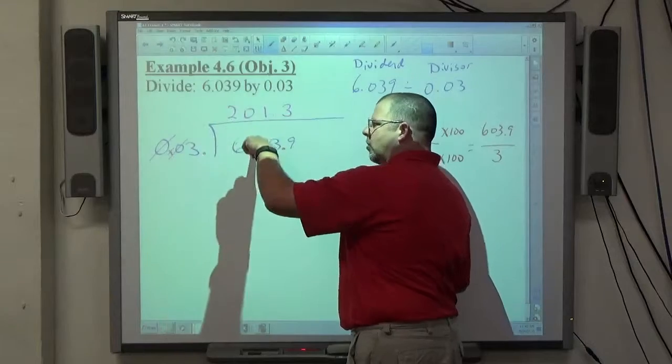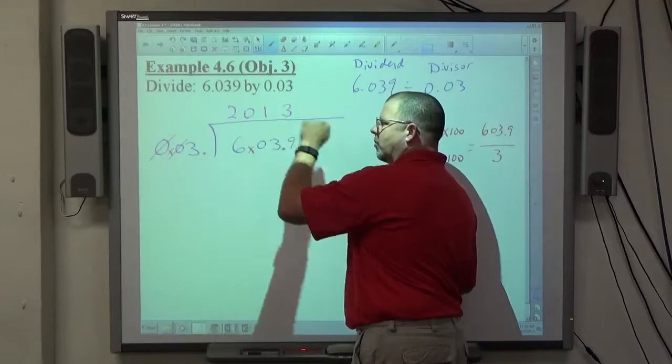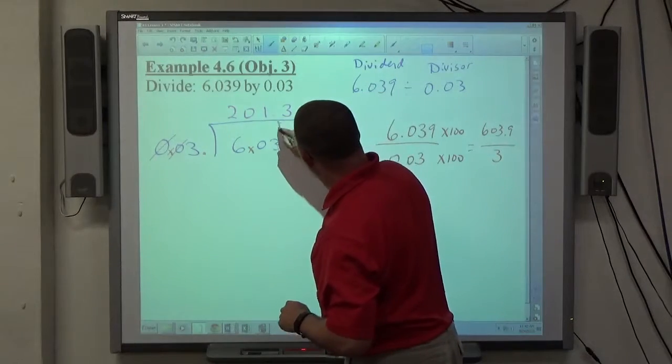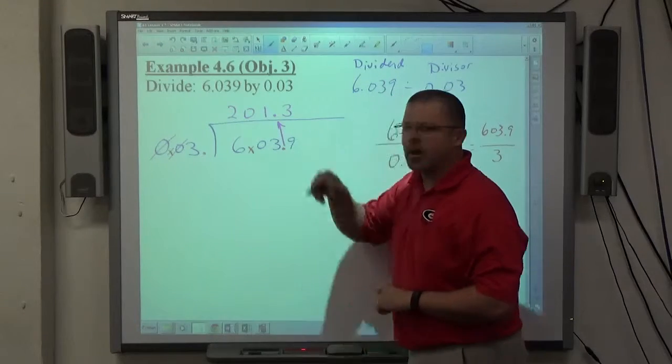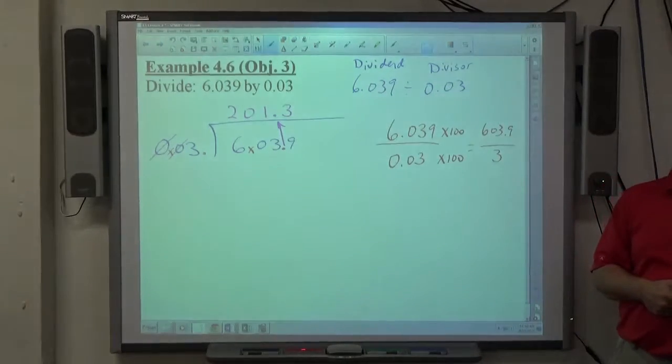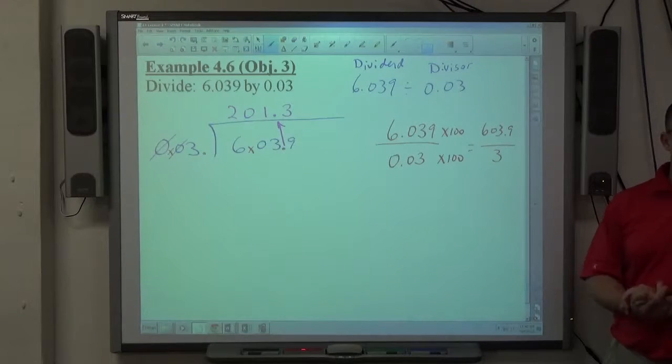6 divided by 3 is 2. 0 divided by 3 is 0. 3 divided by 3 is 1. The decimal point goes up on the quotient bar right where it belongs. And then 9 divided by 3 is 3. All right. If you get a situation like that, fine.